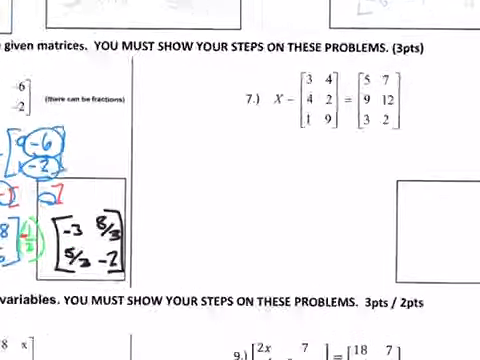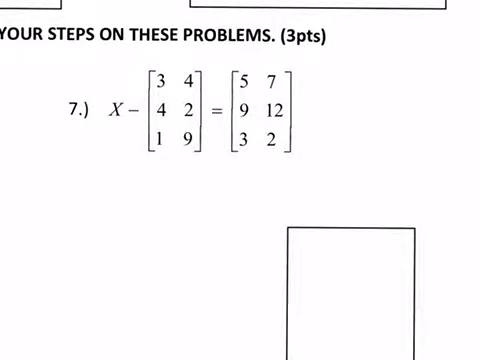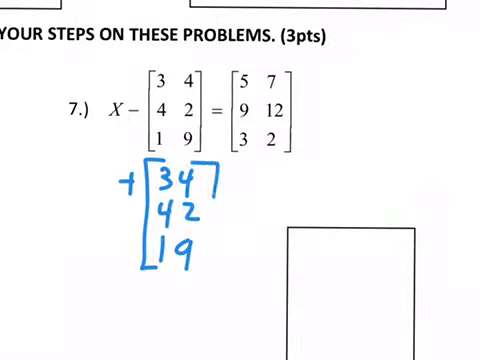Alright. This one here is actually more simple than that. I just need to add that matrix to both sides. Alright, 3, 4, 2, 1, and 9. Add that over here onto this side.